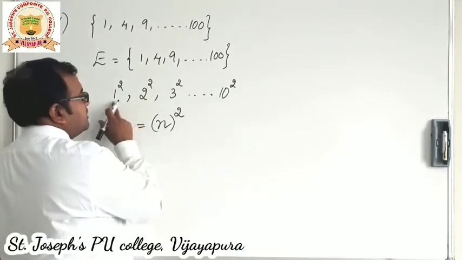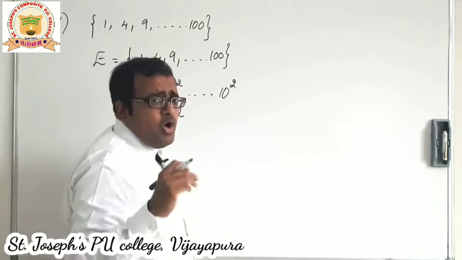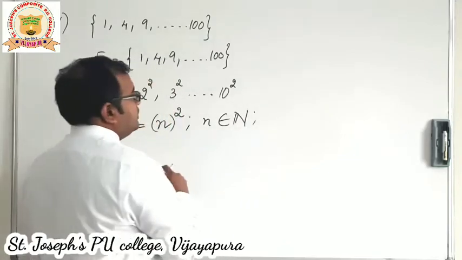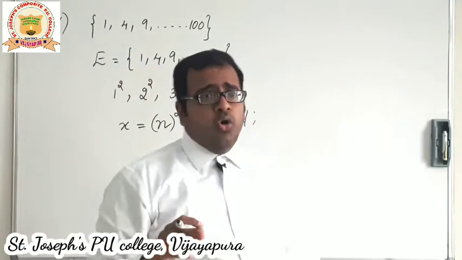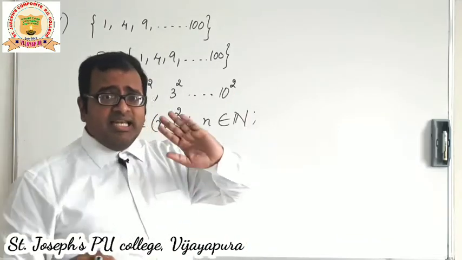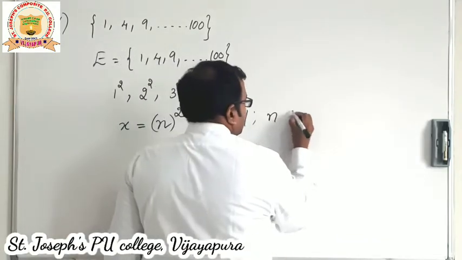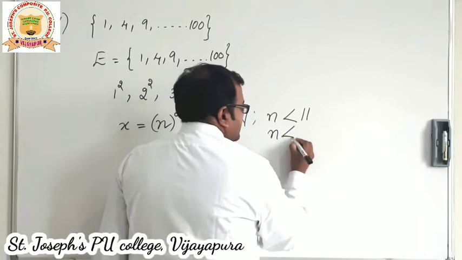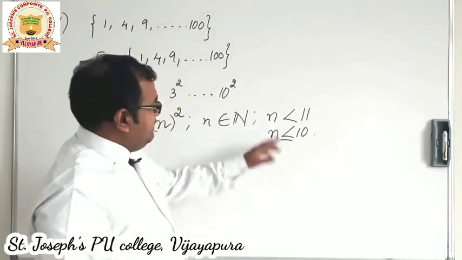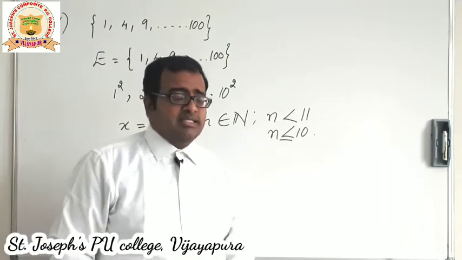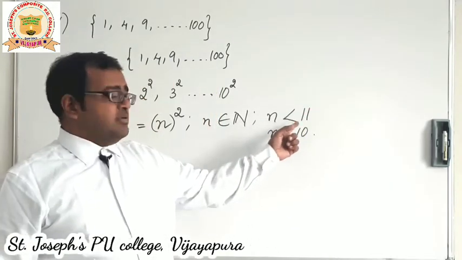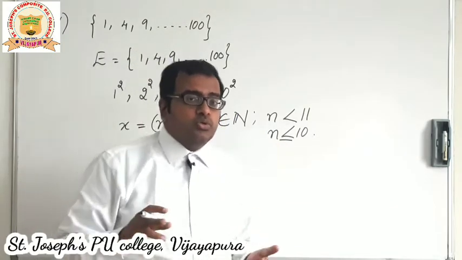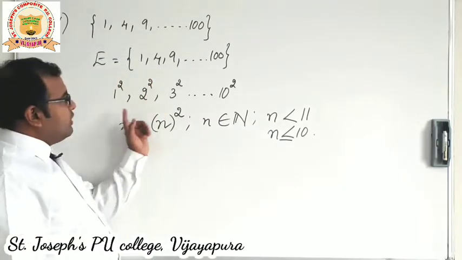N values are all natural numbers. 1, 2, 3, 4, 5, 6, 7, 8, 9, 10. All are natural numbers. So yes, n is a natural number. Further, do you use all natural numbers till infinity? No, only till 10. So strictly less than 11. I can say n is strictly less than 11. Or you can say n is less than or equal to 10. Any one of these. Both mean the same. We'll give you the answer 1 to 10 here.